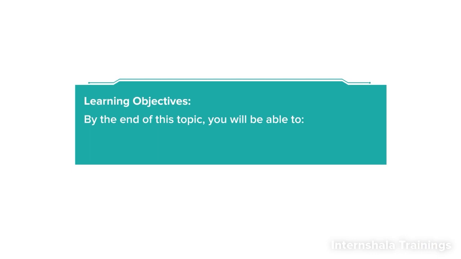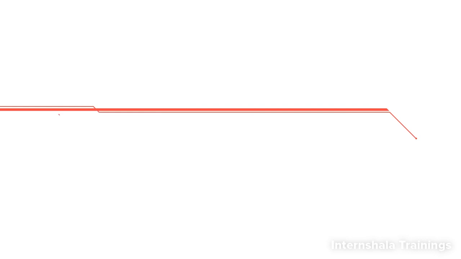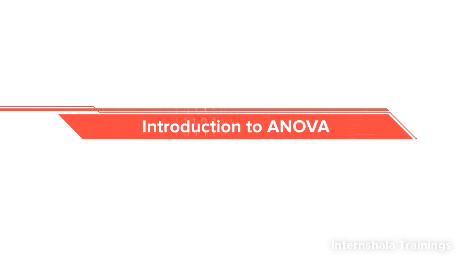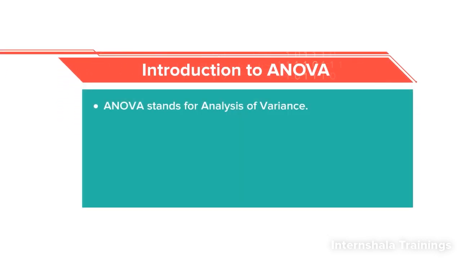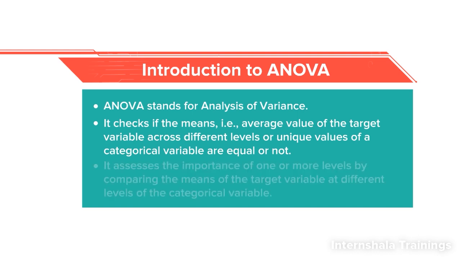By the end of this topic, you will be able to identify the relationship between a numerical target variable and a categorical variable using Anova. Now, let's talk a little bit about Anova. Anova stands for Analysis of Variance, which checks if the means, that is, average value of the target variable across different levels or unique values of a categorical variable are equal or not.